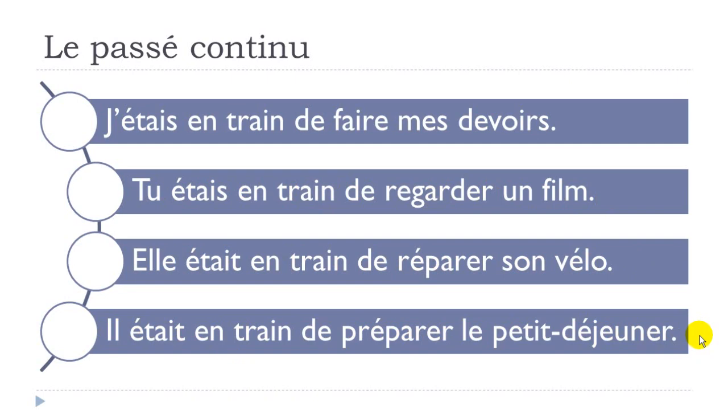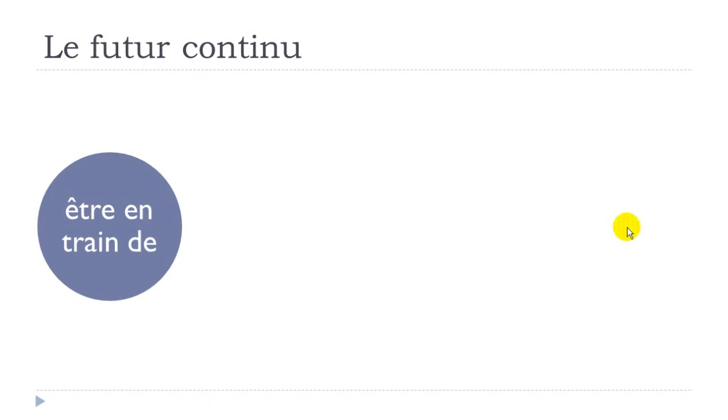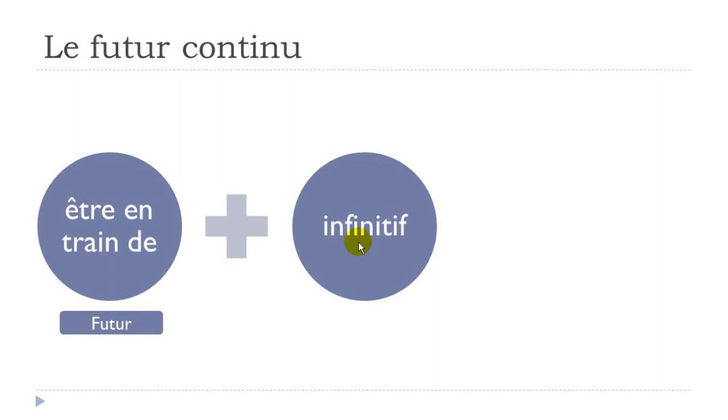All right, so the only thing that will change here, here and here, it's the verb être that you should put at the imparfait form. All right, and in the same logic, we could put this structure at the future as well. Why not? So, le futur continu. And in that case, exactly the same structure, so être en train de, but then obviously, être should be at the future form, okay, and then the infinitive form just to get this futur continu.